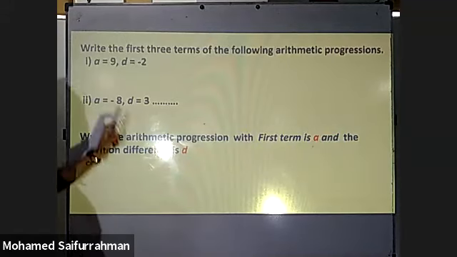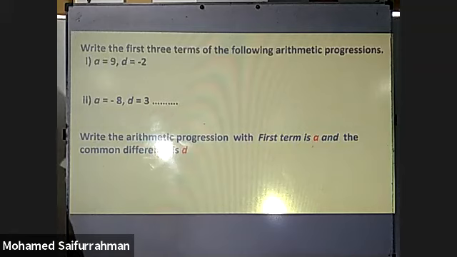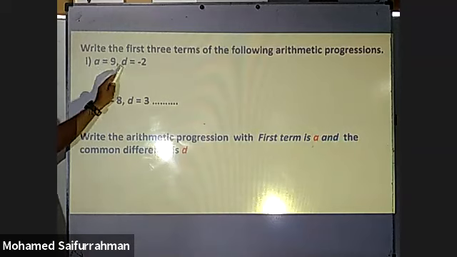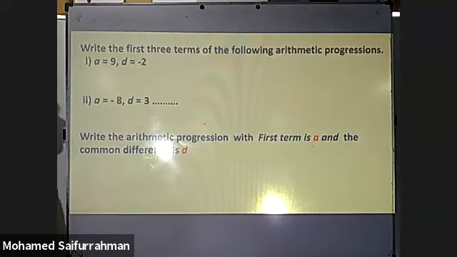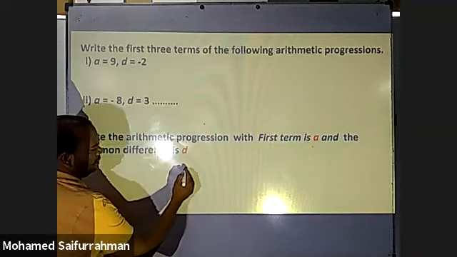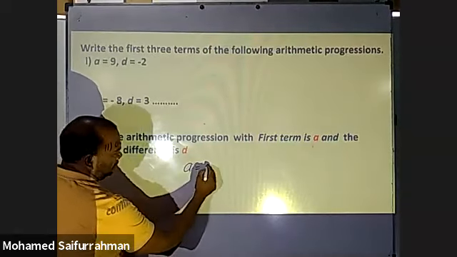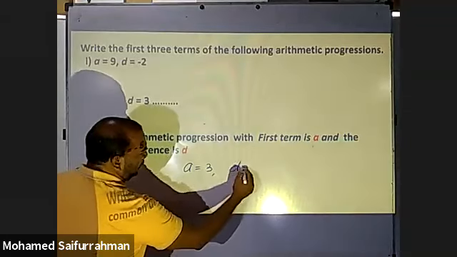Write the first 3 terms of the following arithmetic progressions. A equals 9, D equals minus 2. First term is 9, common difference is minus 2. Here see, when the first term is 3, the common difference is 2.